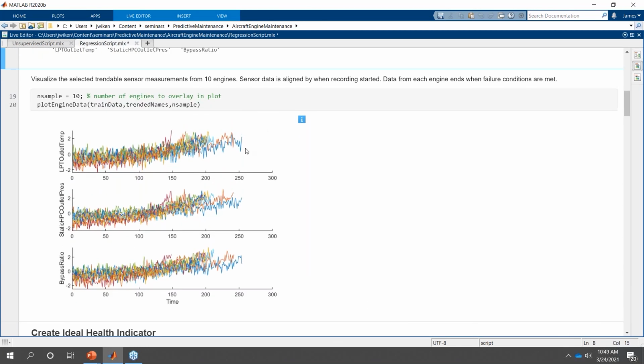And this is just a subset of 10 of the engines. This is the sensor data for those 10 engines. Now, once we have the sensor values that we're going to keep, right? This is our dimensionality reduction, right? We did PCA before. This one, we're just choosing a subset that have the most change over time.